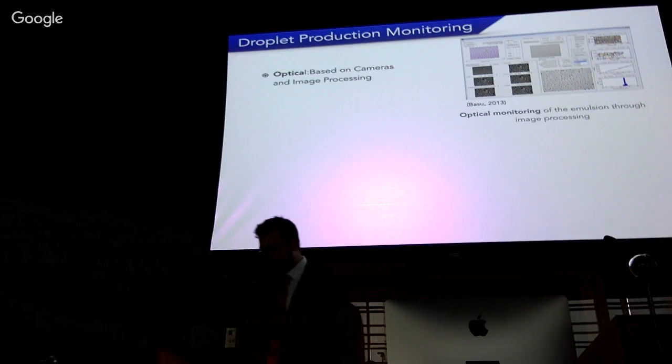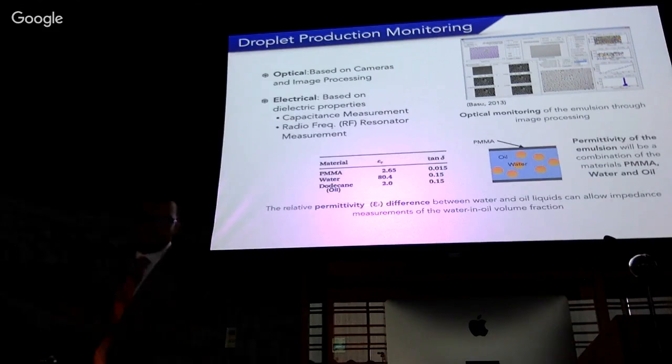So what about electrical sensing? Can we use electrical sensing to monitor total production? And the answer is yes, maybe, if we are able to look at the electric properties of the emulsion. These are the electric properties of different materials. PMMA is the substrate, the material that we use to build the chips. Water and dodecane are the two phases that we are running to generate these emulsions. You can see that the permittivity of water compared to oil is very large.